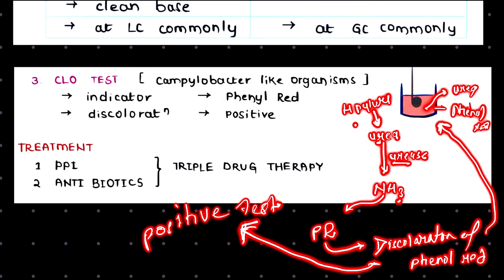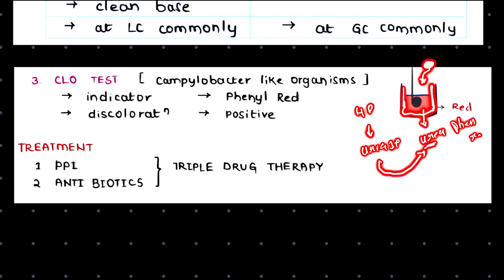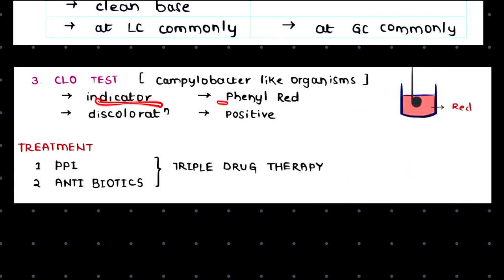That's all. Simply, what we said: we took one test tube, and in that test tube we added urea and phenol red. And the biopsed gastric tissue, we are just placing it right here. If it contains H. pylori, it will produce urease, and this urease will break the urea into NH3, and as that NH3 reacts with phenol red, there will be discoloration. And this is the positive test. The indicator is phenol red, and if there is discoloration, the test is positive.